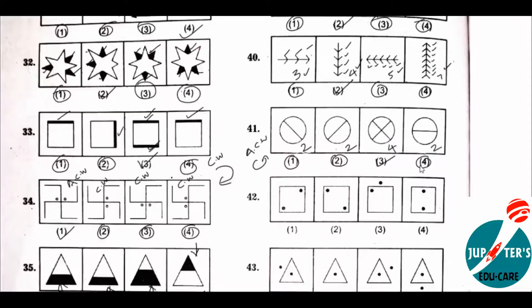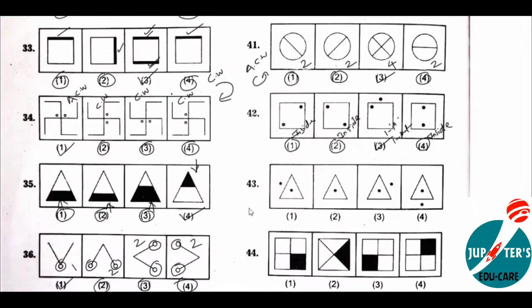Next, question number 42. In option 1, we have two shaded dots inside. In option 2 also, two shaded dots inside. In option 3, we have one inside and one outside. Next, in option 4, we have two shaded dots inside. So if you observe, in option 1, option 2, option 4, we are having two shaded dots inside, but in case of option 3, we are having one inside, one outside. So option 3 is our answer.